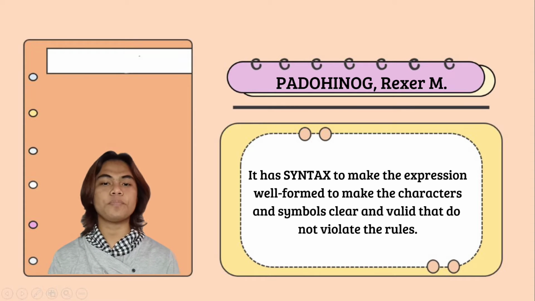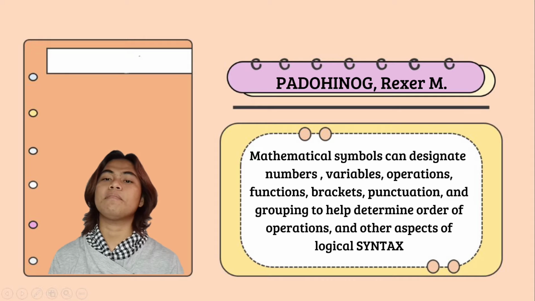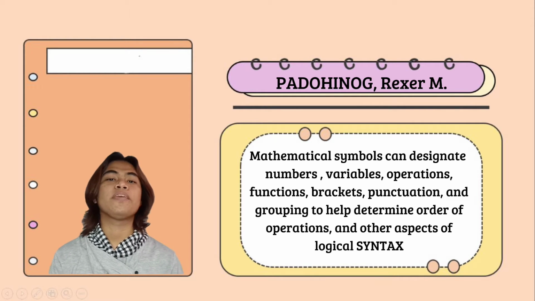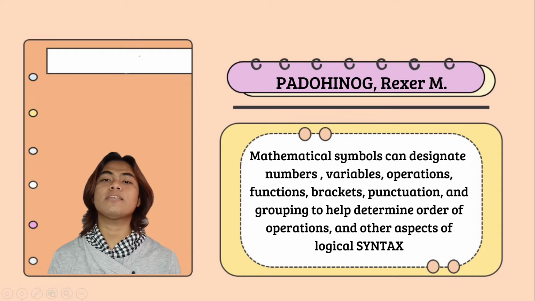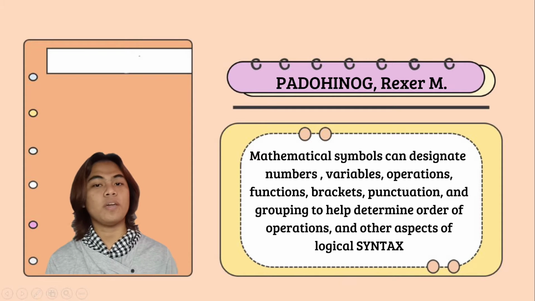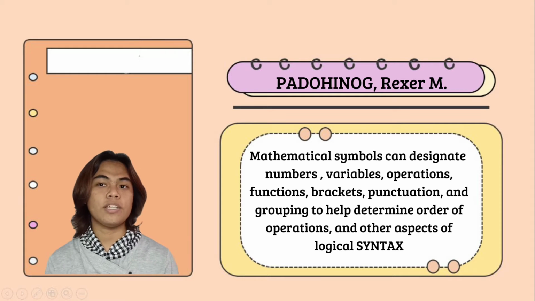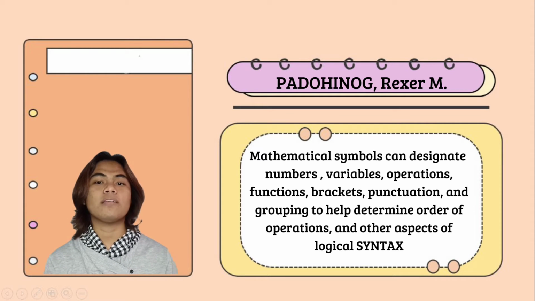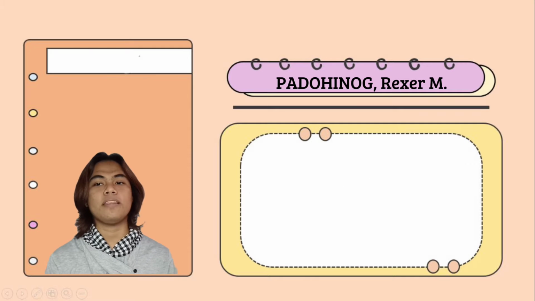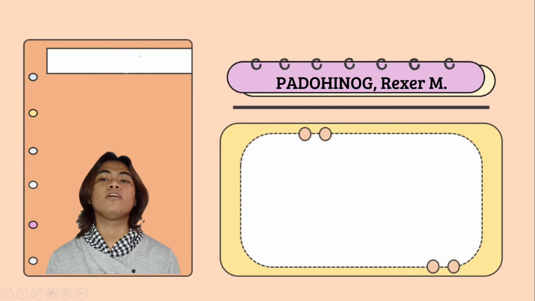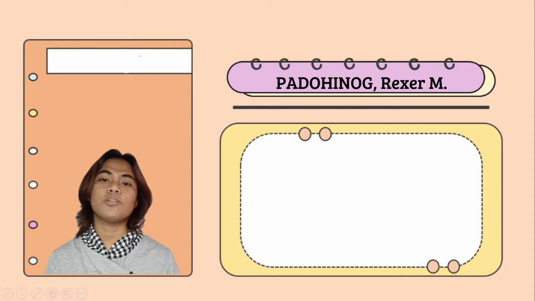violate the rules. Mathematical symbols can designate numbers, which is what we call constants, variables, operations, functions, brackets, punctuations, and grouping to help determine order of operations, and other aspects of logical syntax. A mathematical concept is independent of the symbol chosen to represent it. In short, convention dictates the meaning.